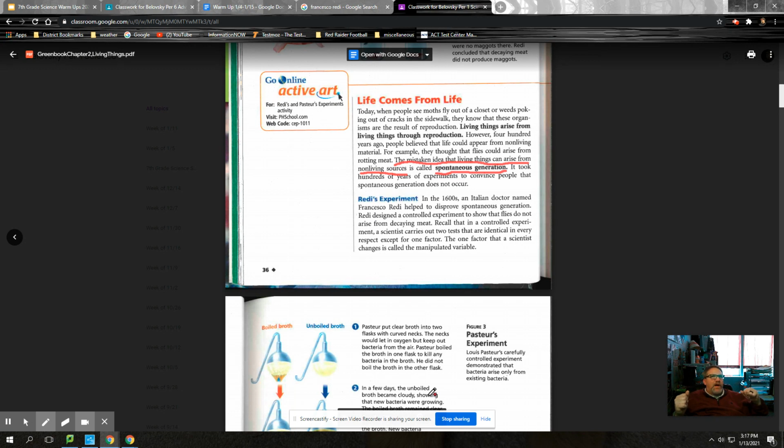For example, 300 years ago, if we were walking down the road and we saw a mud puddle on the side of the road and a frog jumped out of it, we might think that that mud puddle just gave birth to that frog. Okay. Did you see that? That mud puddle just gave birth to that frog. Okay. People believed things like that 300 years ago.